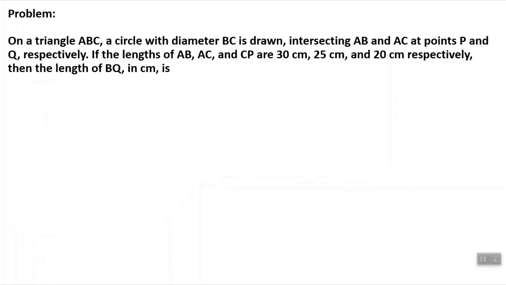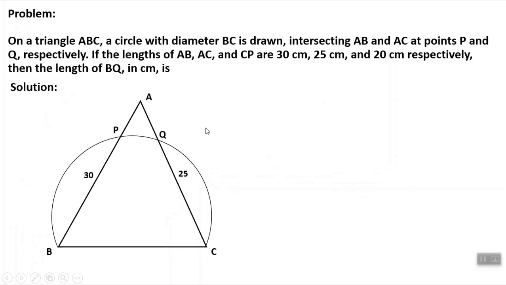Another problem in geometry, slot 2, CAT 18. Triangle ABC with a circle drawn on diameter BC, intersecting AB and AC at points P, Q. Let us begin by drawing the diagram. It will look something like this. Triangle ABC, circle drawn on the side BC as the diameter, intersects AB and AC at points P, Q, and the lengths are given.